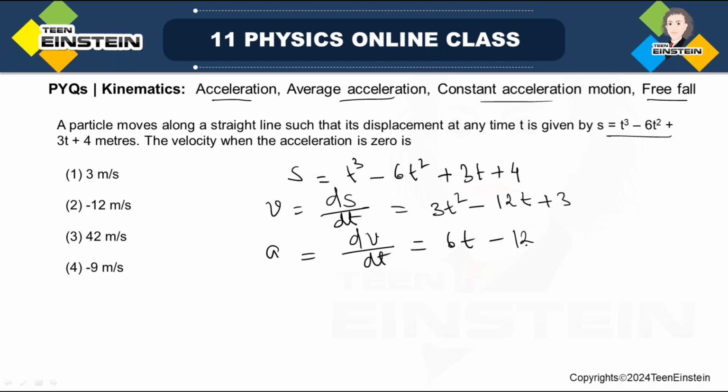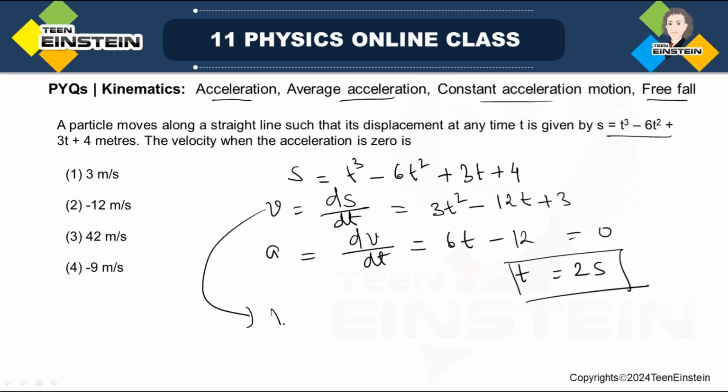Now acceleration, I have to find out the time when the acceleration is becoming 0. So if I make this 0, what I get, t is equal to 2 seconds. So I have to find out the velocity at 2 seconds. So velocity expression is here. Let us find out what is the velocity at 2 seconds.